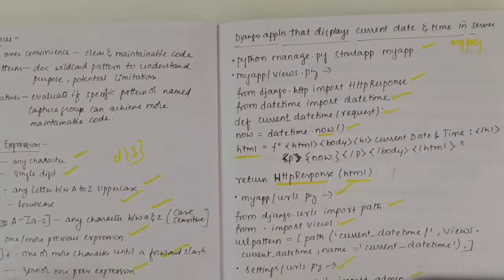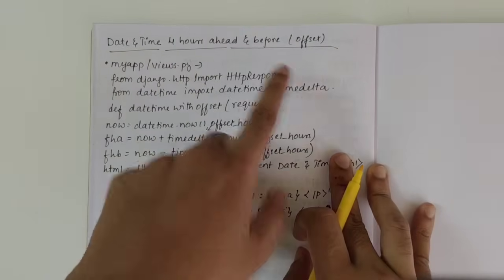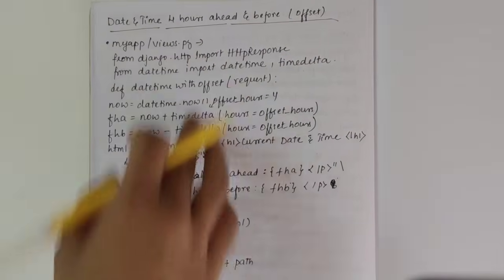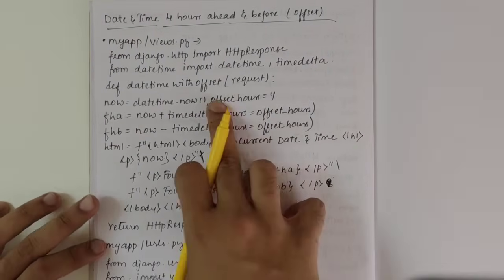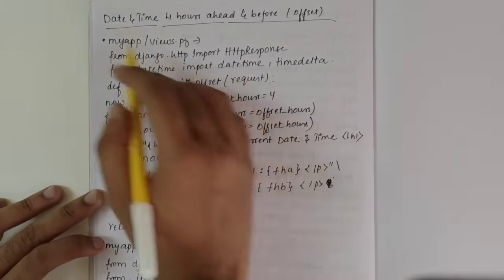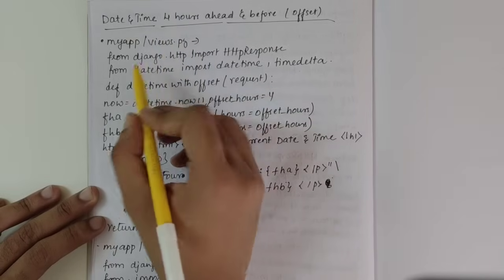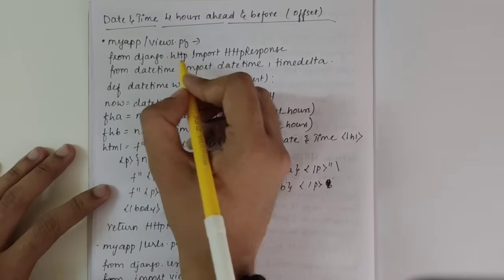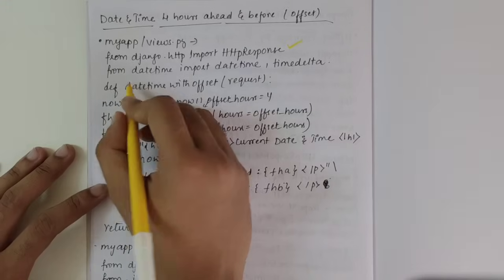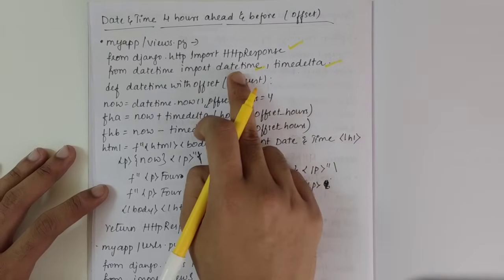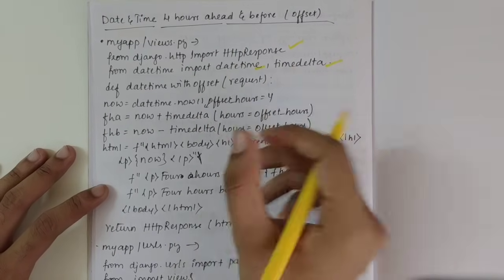Next, this was to display the current date and time. Next we have date and time 4 hours ahead and before, that is an offset value. So here the offset value, if it is 10, the entire program is the same, just the offset hours value alone we should change. So myapp, again I've created an application with the name myapp. In the views part, I'll be writing from django.http import HttpResponse, from datetime import datetime and timedelta. So I'm importing datetime, along with that I'm also importing timedelta.